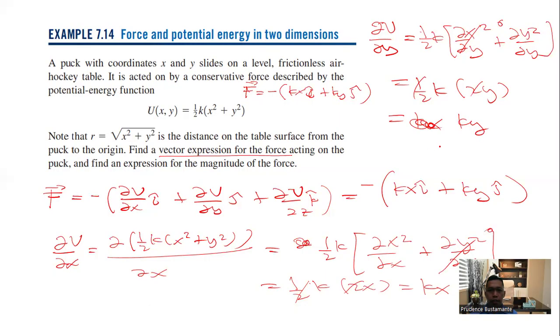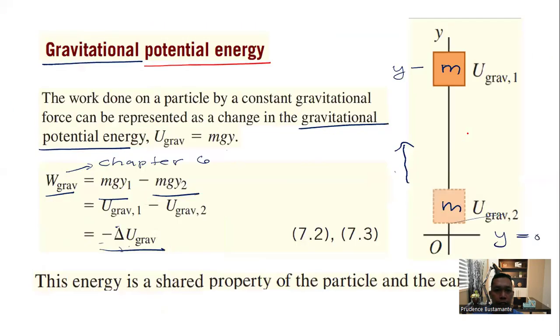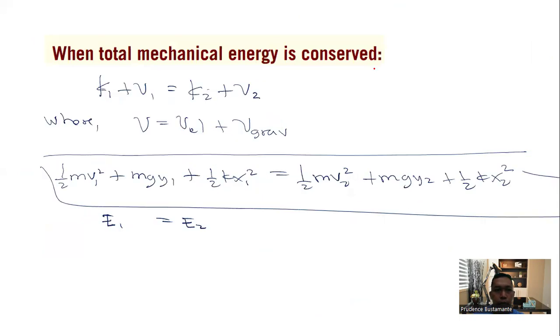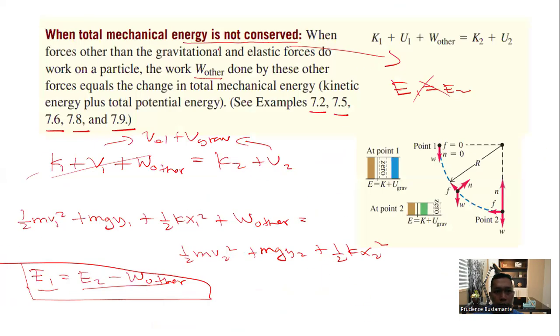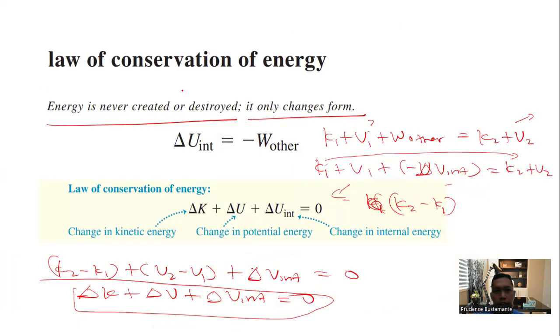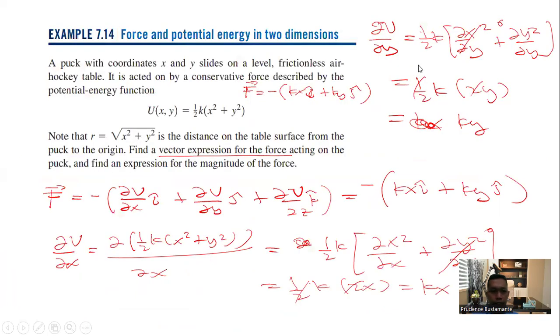So that's all for chapter 7. We discussed the gravitational potential energy and the elastic potential energy. When the total mechanical energy is conserved, we have some examples. We also have when the total mechanical energy is not conserved. We have the law of conservation of energy. What are the conservative forces? What are the non-conservative forces? And we discussed the law of conservation of energy, and we determined the force from it. So that's all for our chapter 7. See you in the exam.